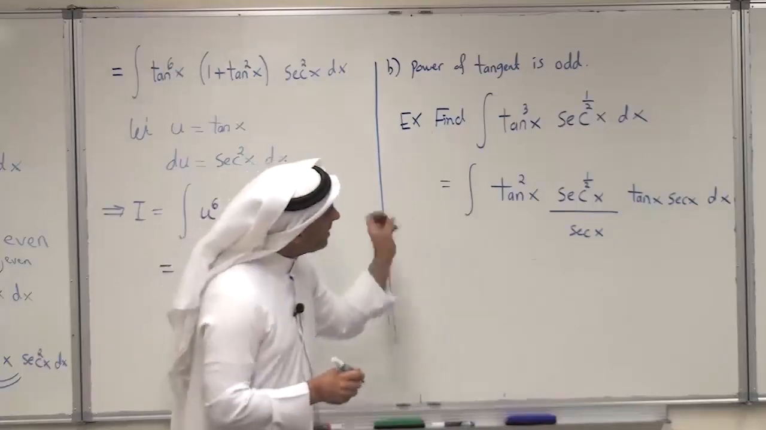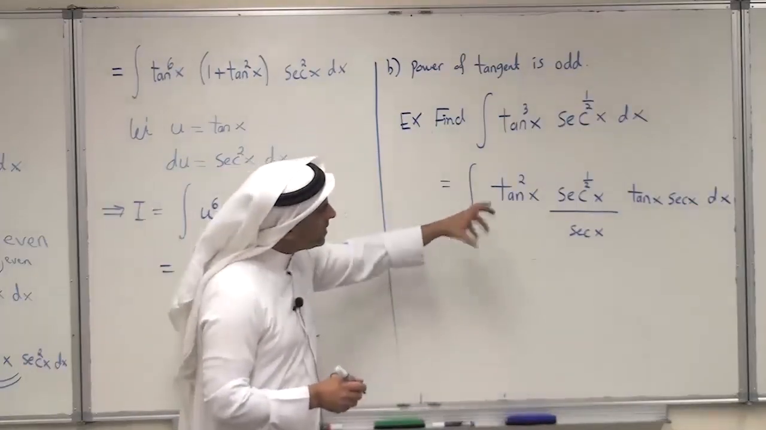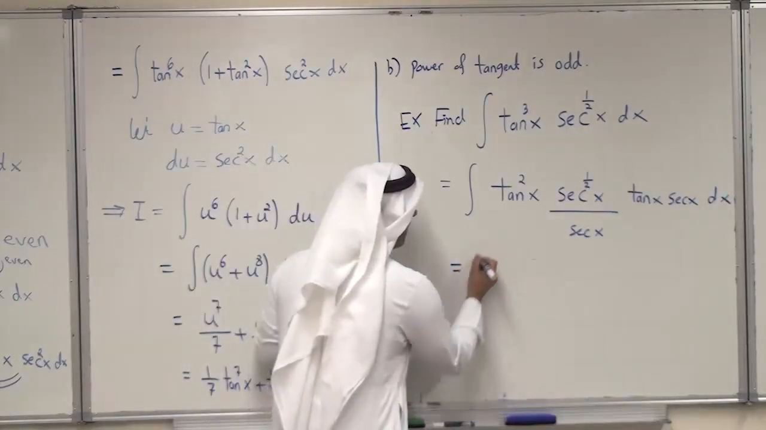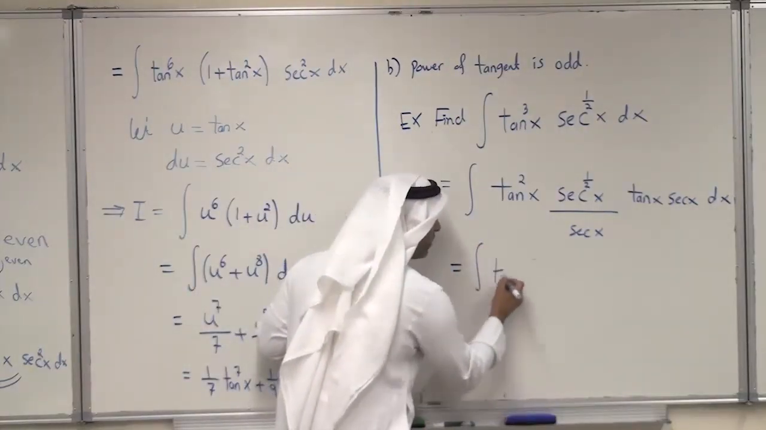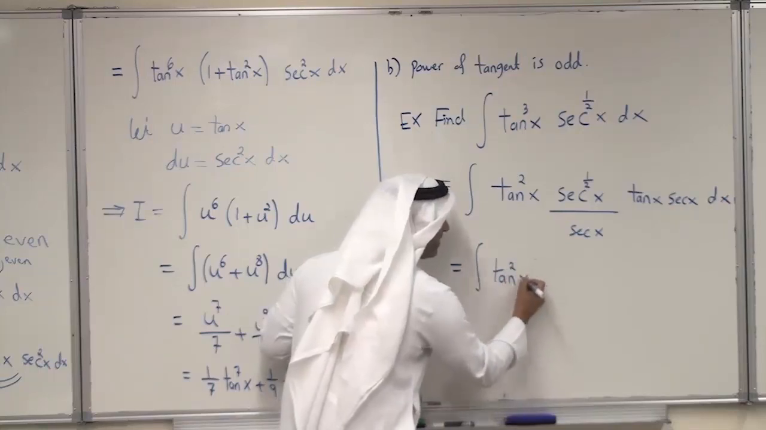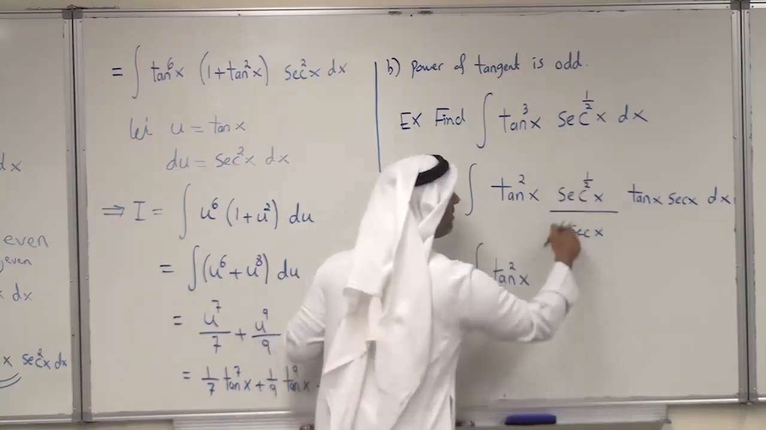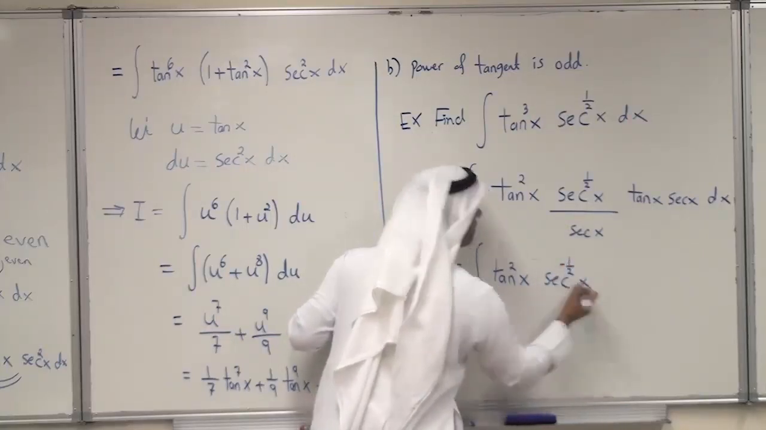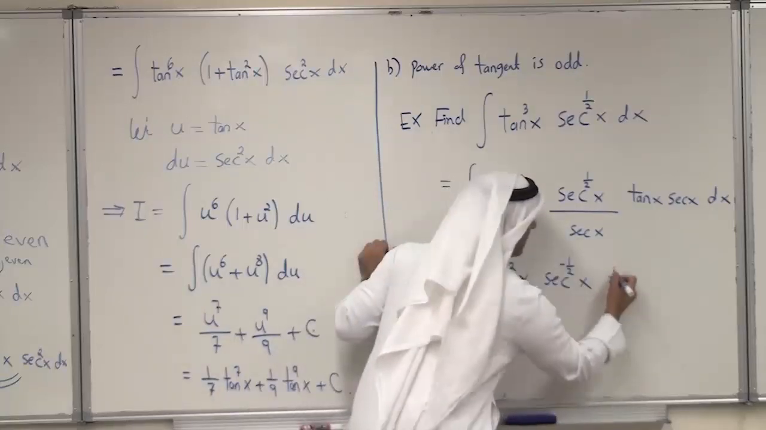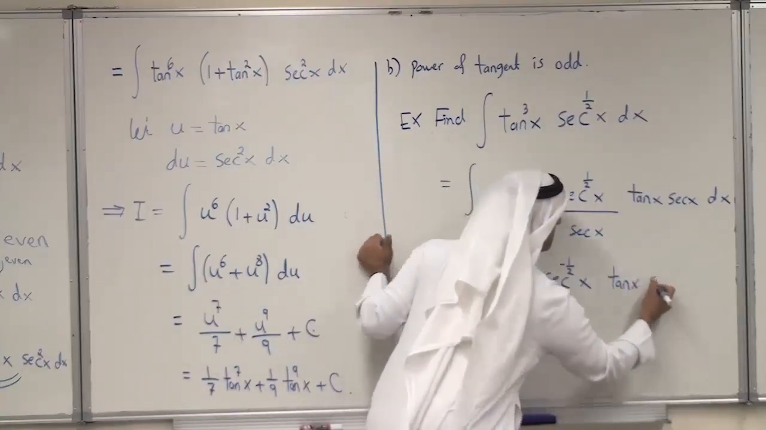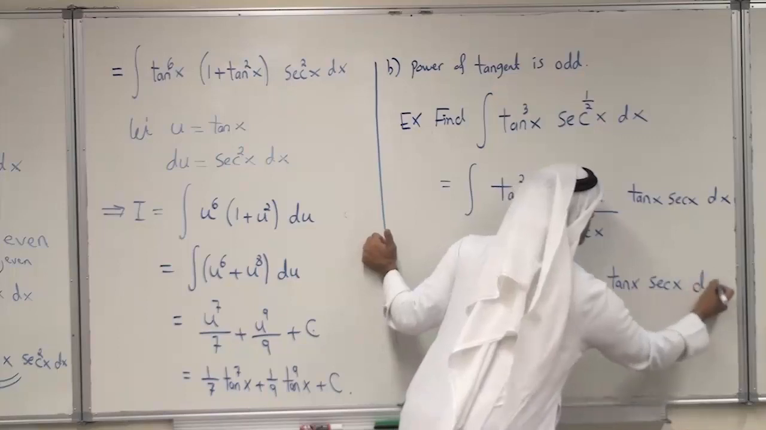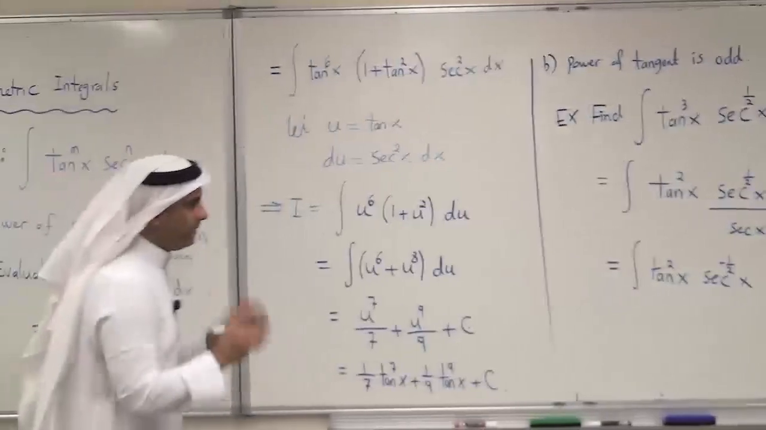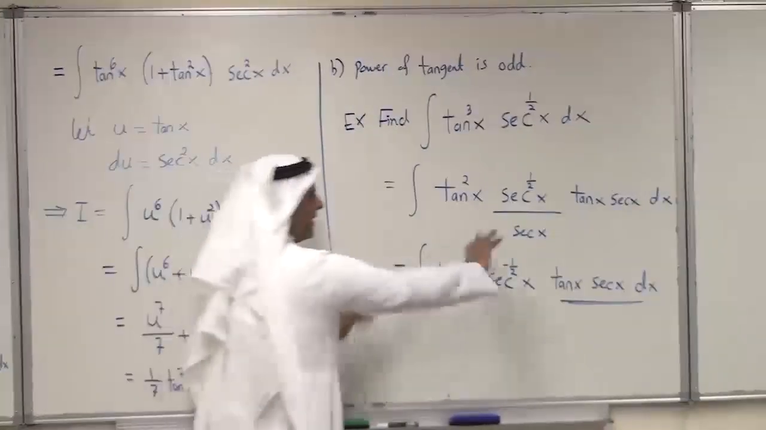So always I can save tangent secant. Sometimes I need to adjust by multiplying and dividing. So what do you get here at the end? I have tangent squared first. Let me simplify, then use the identity. I have secant to the power 1/2 divided by secant, that is secant to the power minus 1/2 of x. And I leave that one because I separated it on purpose. So this is tangent secant of x dx. I separate this one because I am shooting to make u equal to what? Equal to secant. Fine. So I leave that one to the end.